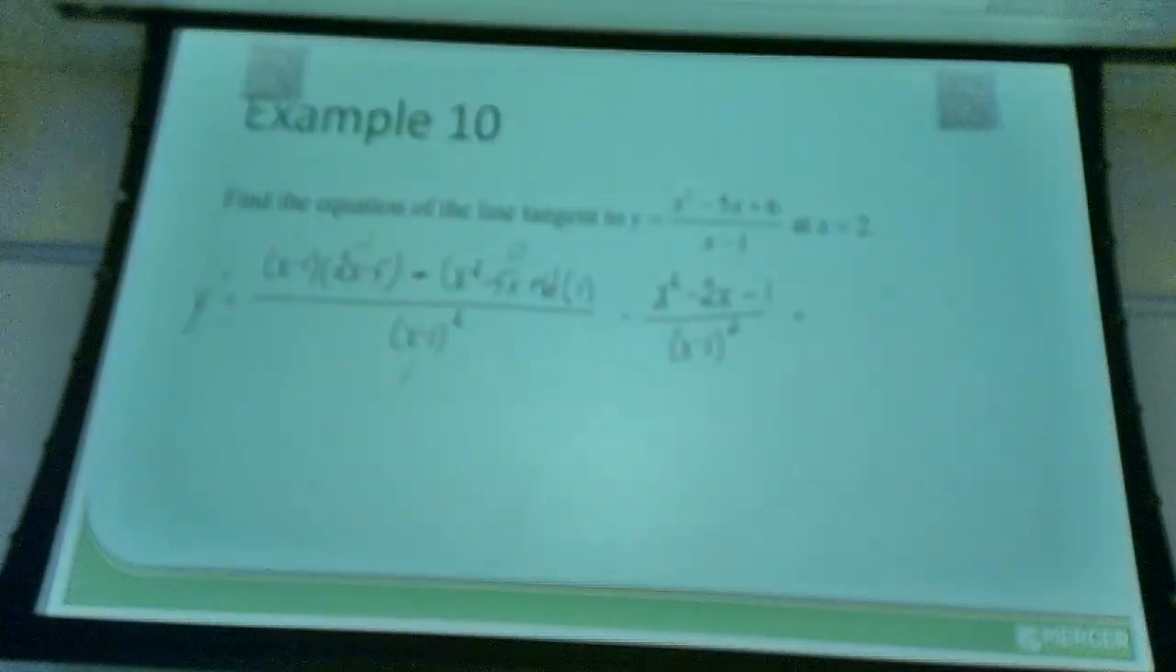Plug in 2 right there. Four minus 4 is 0. Minus 1 is -1. Over 1 squared. Slope is -1.